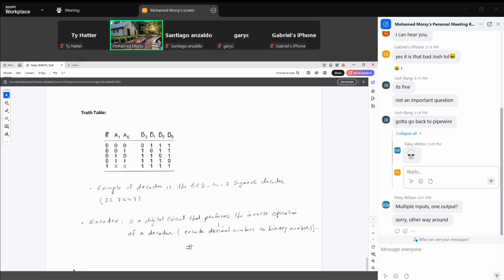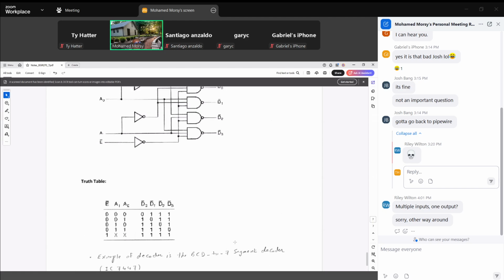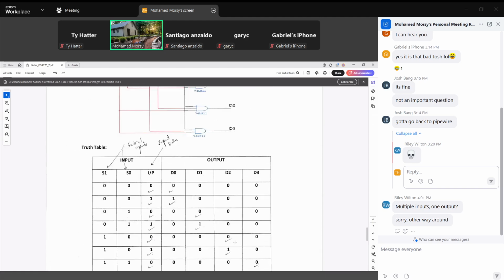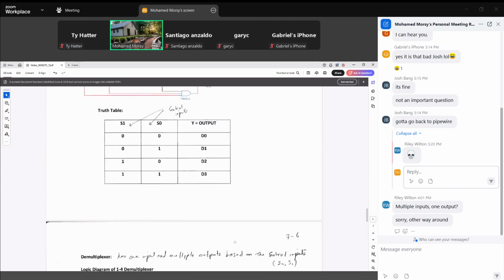Encoder is a digital circuit that performs the inverse operation of a decoder. So it actually encodes decimal numbers to binary numbers. Any questions here, please? Any questions?